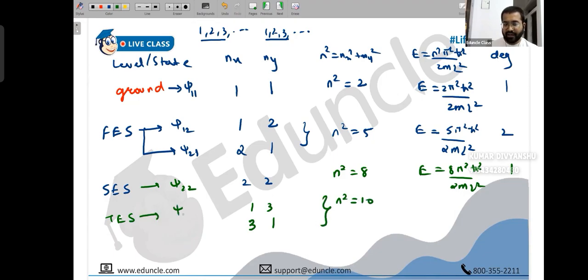So here in third excited state we have got psi 1 3 and psi 3 1, again a two-fold degeneracy, where energy is 10 pi square h square upon 2 m l square. Okay, and this is our degeneracy, which is 2. So this is how we can keep on writing things, and the states are understood. Ground, first excited, second excited, third excited.